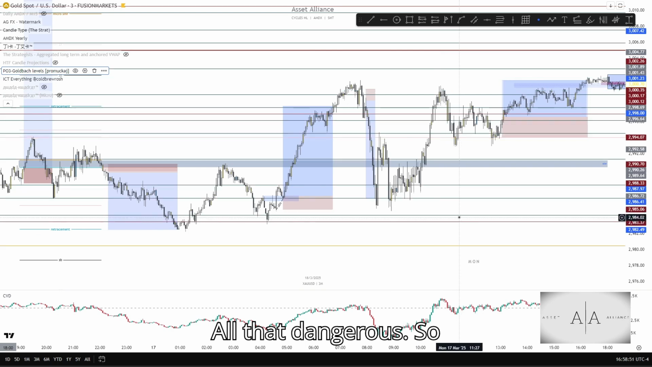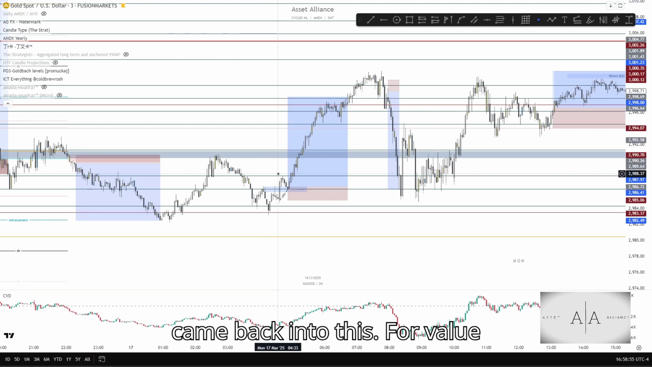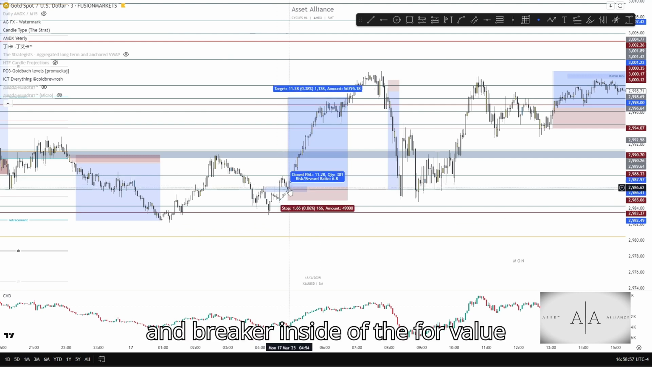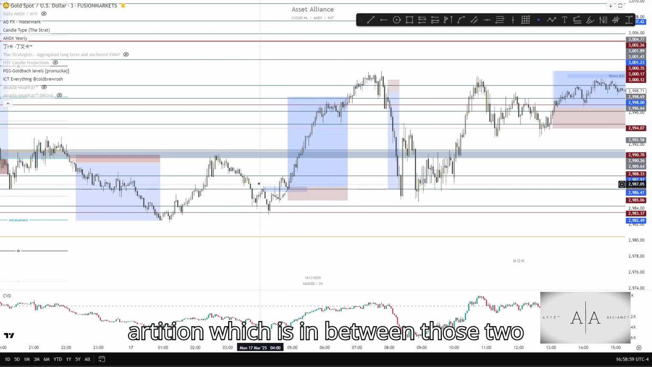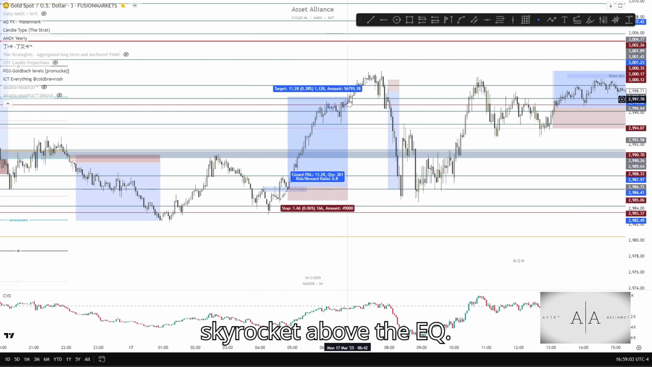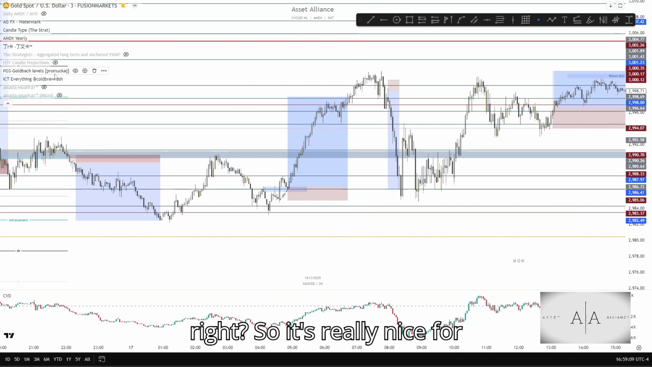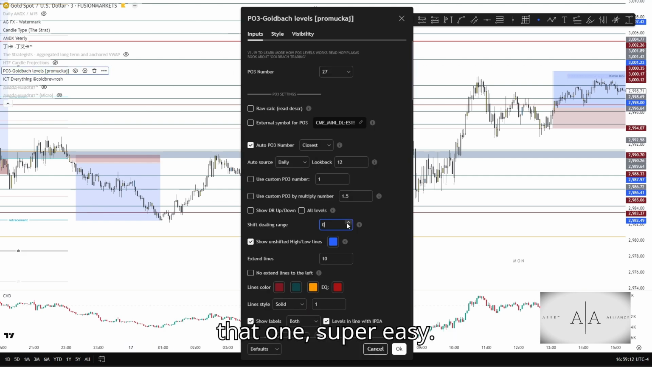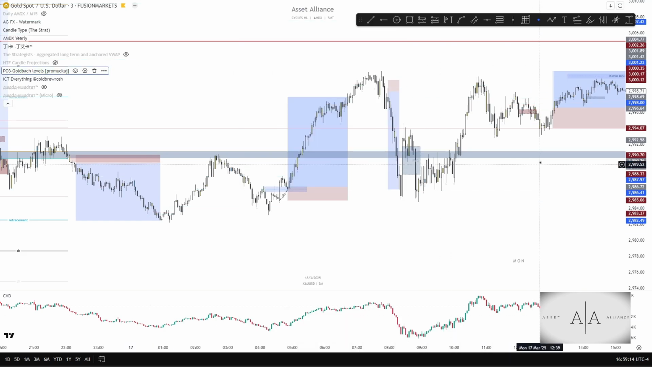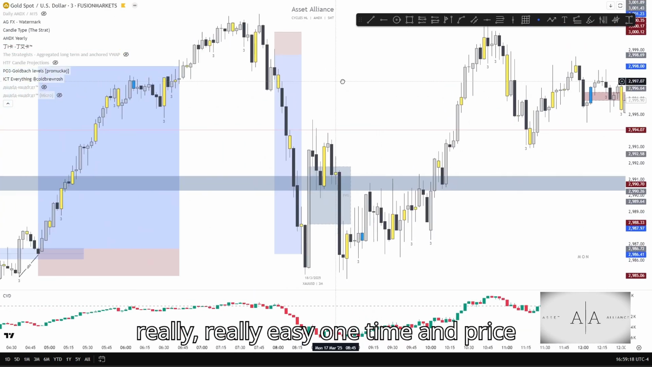So here, rejection block, came back into this fair value gap and breaker inside of the fair value gap partition, which is in between those two lines, and price decided to skyrocket above the EQ and stopped at next breaker partition, right? So it's really nice for that one, super easy. Now for this one, again, really easy one.